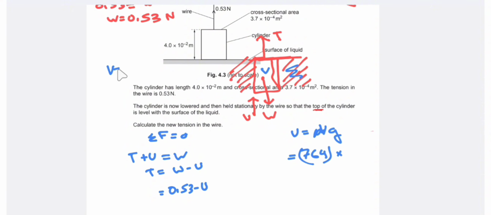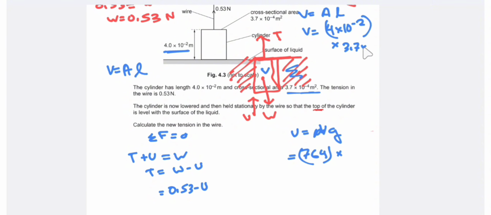Volume is equal to area into length. The length is 4 into 10 to the power negative 2, and the area is 3.7 into 10 to the power negative 4. So what is the volume? Volume is equal to area into length. So the value of volume that we get is 1.48 into 10 to the power minus 5.